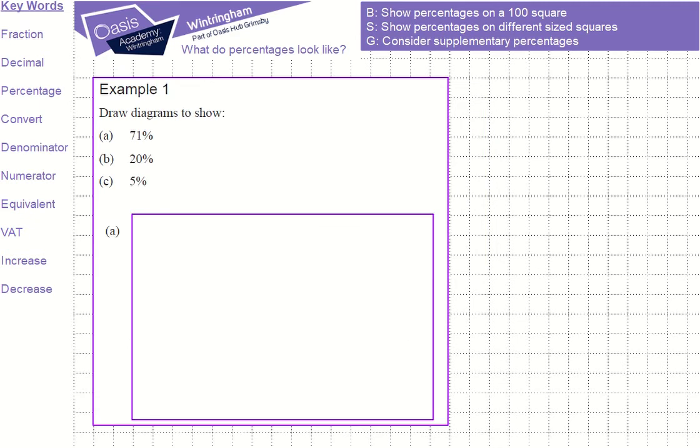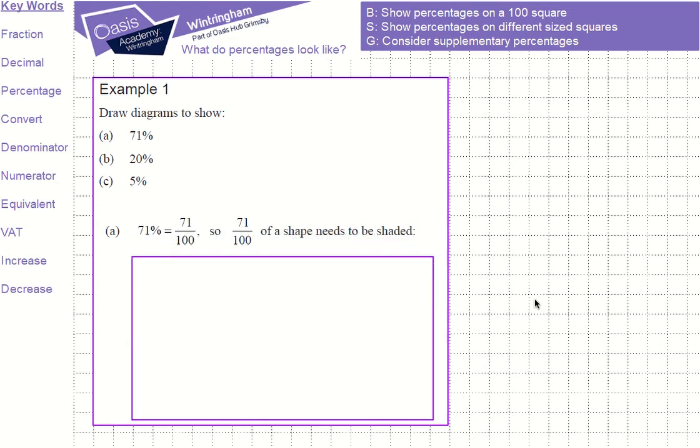Okay, example 1. Draw diagrams to show A 71%, B 20%, and C 5%. So we'll look at part A first. These might take up a little bit of space. So 71% equals, as a fraction, 71 out of 100. Remember that percent means per 100, so our percentages are always out of 100. And what that means is that 71 out of 100 squares needs to be shaded.